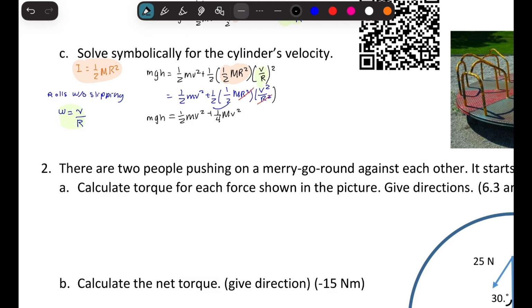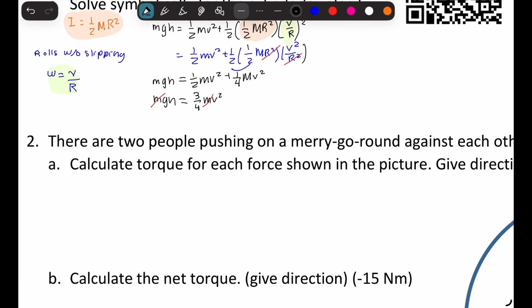After this, you can combine the 1/2 and 1/4. That's going to be 3 over 4 mv squared, and that's equal to mgh. Now we can see that we have mass on both sides. If you divided both sides by m, you would see that the mass cancels out, but we can just cancel that out. It's just algebra. Then we have gh is equal to 3 over 4 v squared.